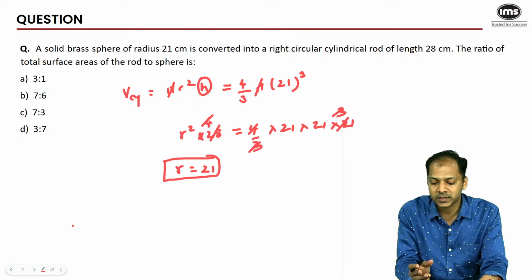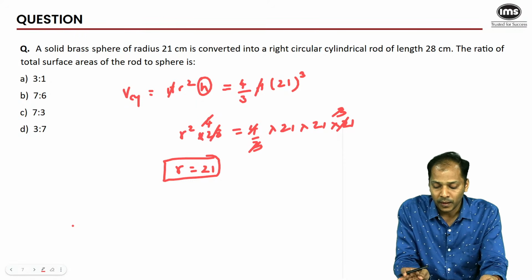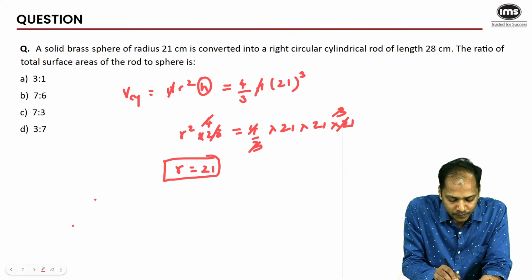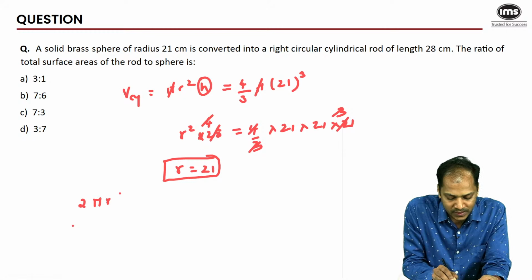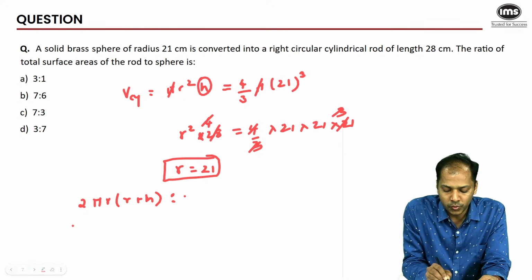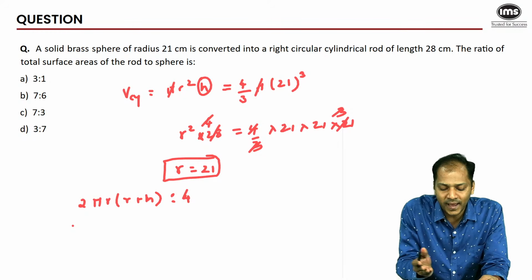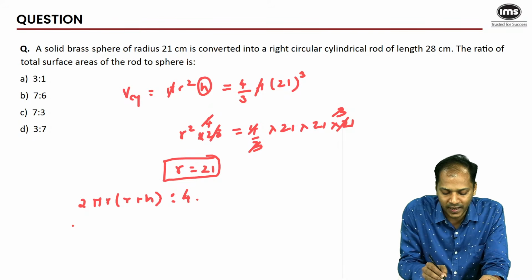So the radius of the cylindrical rod is also 21, and we had to find the ratio of total surface areas of the rod to that of the sphere. So the total surface area of the cylindrical rod is 2 pi r times r plus h. The total surface area of the sphere is 4 pi r square, and both the radii are the same. So basically, we could simply keep r and h also.